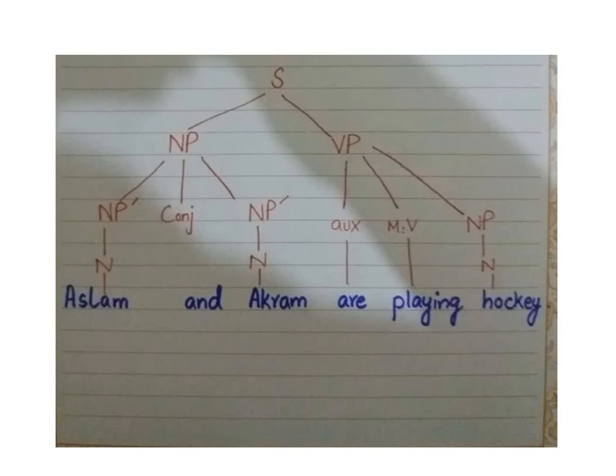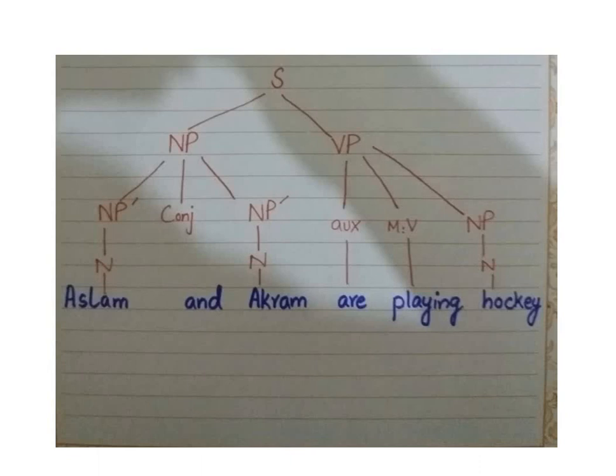Then we have sentences where we have the conjunction. So: Aslam and Akram are playing hockey. "Are playing hockey" is the verb phrase, "Aslam and Akram" is the noun phrase. Now here we have a conjunction. So what we do in the noun phrase, we add two other noun phrases, that is noun phrase bar by noun phrase bar. Then we have to place Aslam and Akram. In "are playing hockey", "are" is an auxiliary, "playing" is the main verb. Now again "hockey" is a noun phrase, and we add this as a noun.